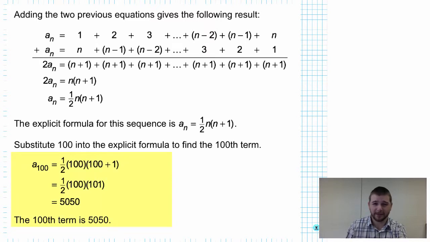100 plus 1, that's 101. 1/2 times 100, that's 50. So we end up with 50 times 101, and I just glanced down at the bottom, looks like that's going to be 5,050. Therefore, the 100th term is 5,050. Neat. Algebra, it's a beautiful thing.